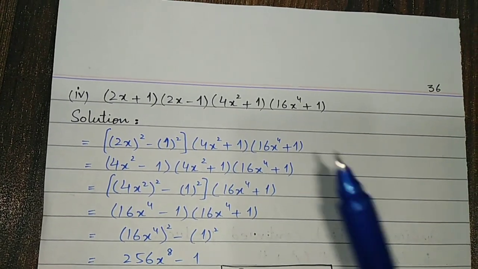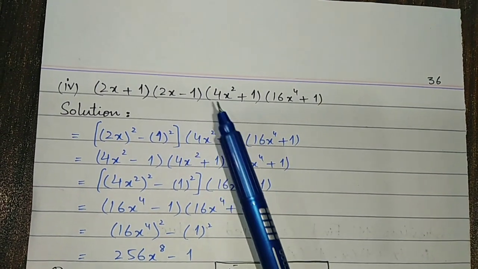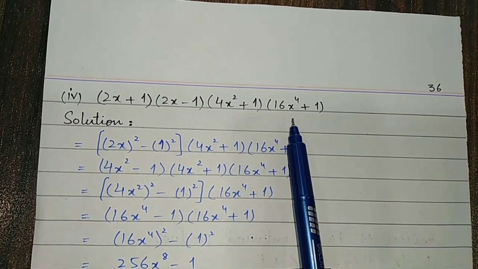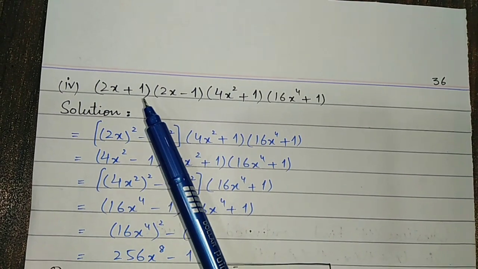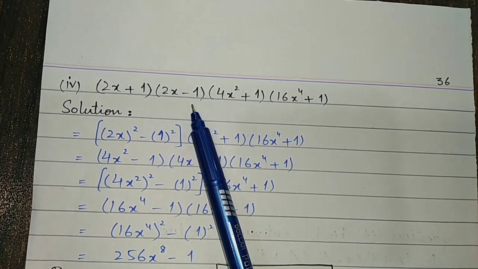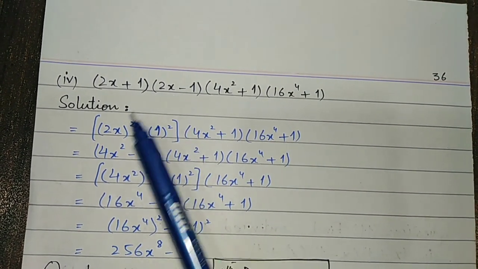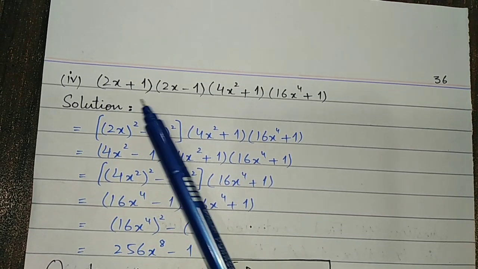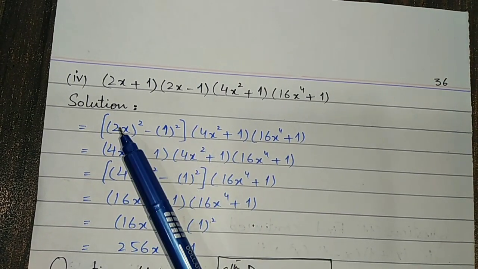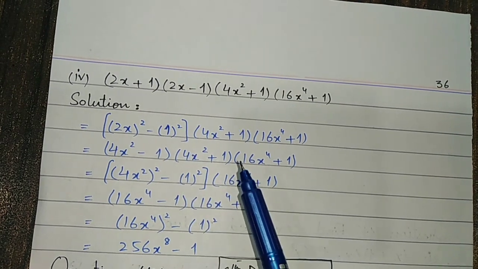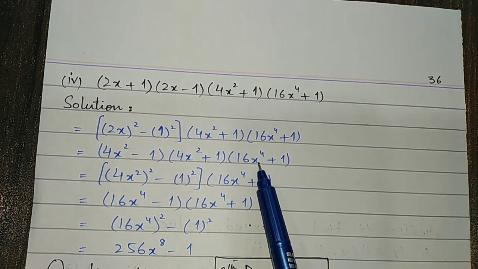The last part is (2x + 1)(2x − 1)(4x² + 1)(16x⁴ + 1). For 2x + 1 and 2x − 1, we have to apply the formula (a − b)(a + b), that is a² − b². So (2x)² − 1², that is 4x² − 1. And the remaining terms are as they are.